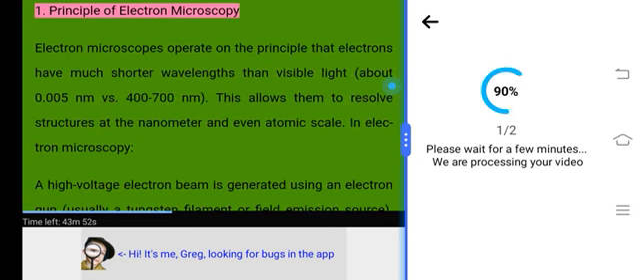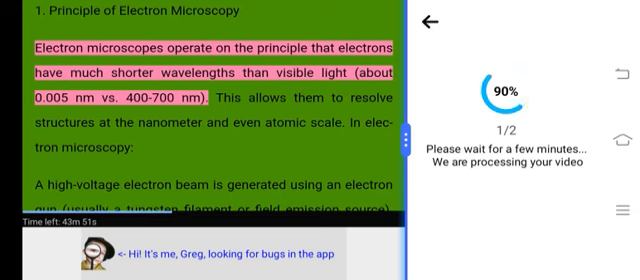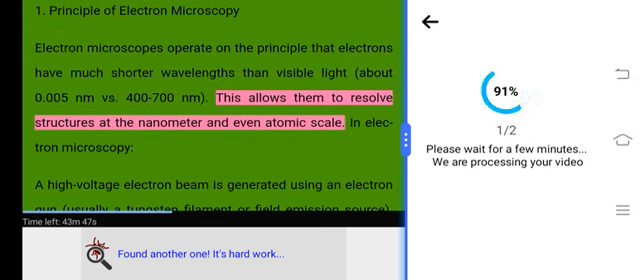1. Principle of electron microscopy. Electron microscopes operate on the principle that electrons have much shorter wavelengths than visible light, about 0.005 nanometers versus 400-700 nanometers. This allows them to resolve structures at the nanometer and even atomic scale.